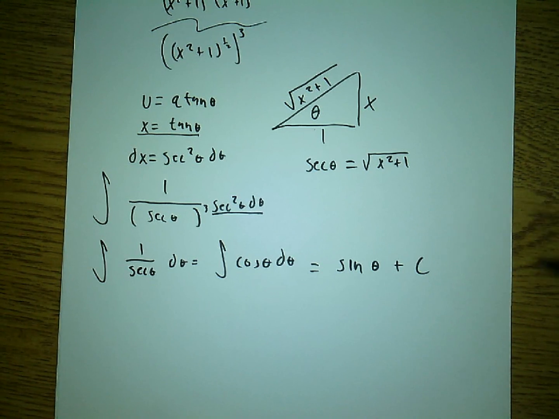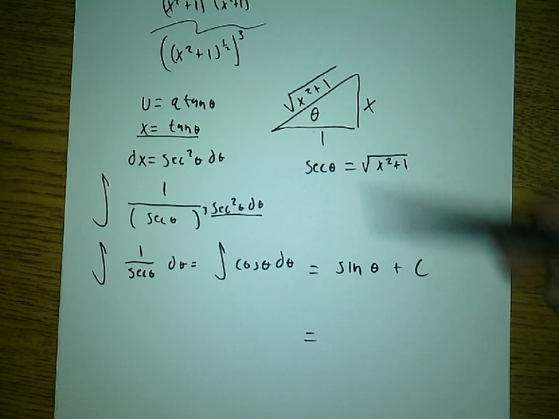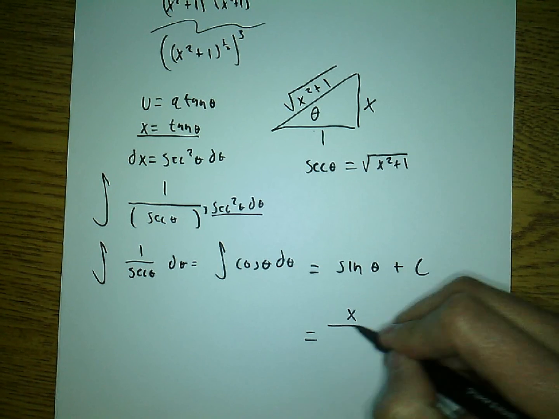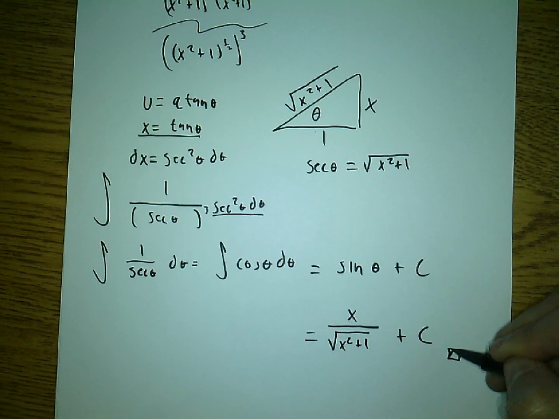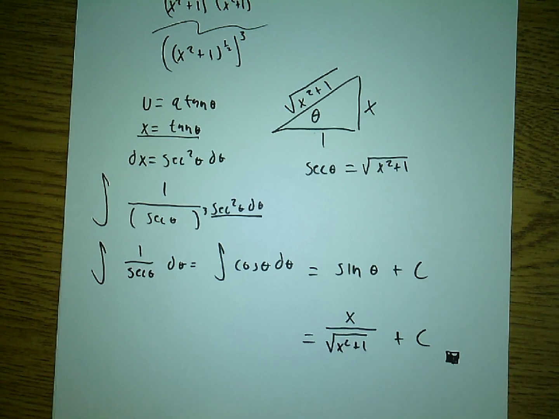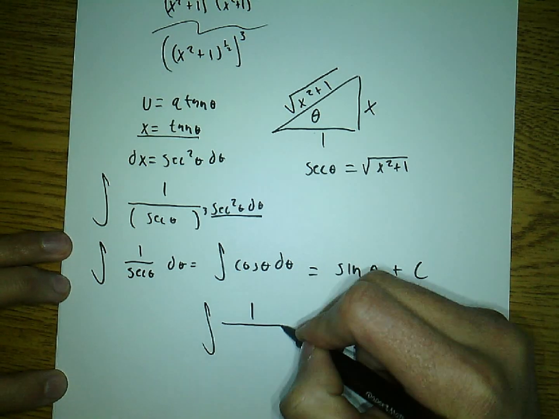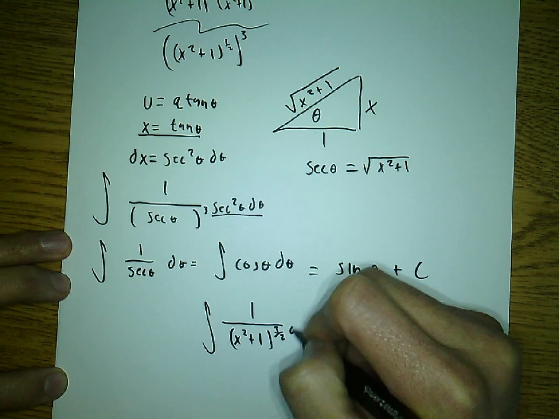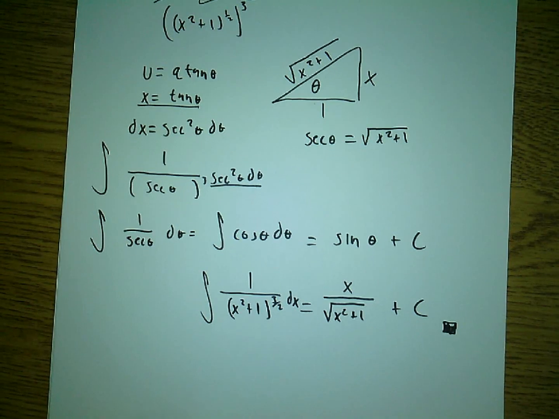No, we have to get x back in there. Get x back in there by using the triangle. So what's the sine of that triangle? x over the square root of x squared plus 1. So that means that the integral of our initial problem, the integral of 1 over x squared plus 1 to the power of 3/2 dx, is equal to x over the square root of x squared plus 1 plus c. How can you check your answers, by the way?